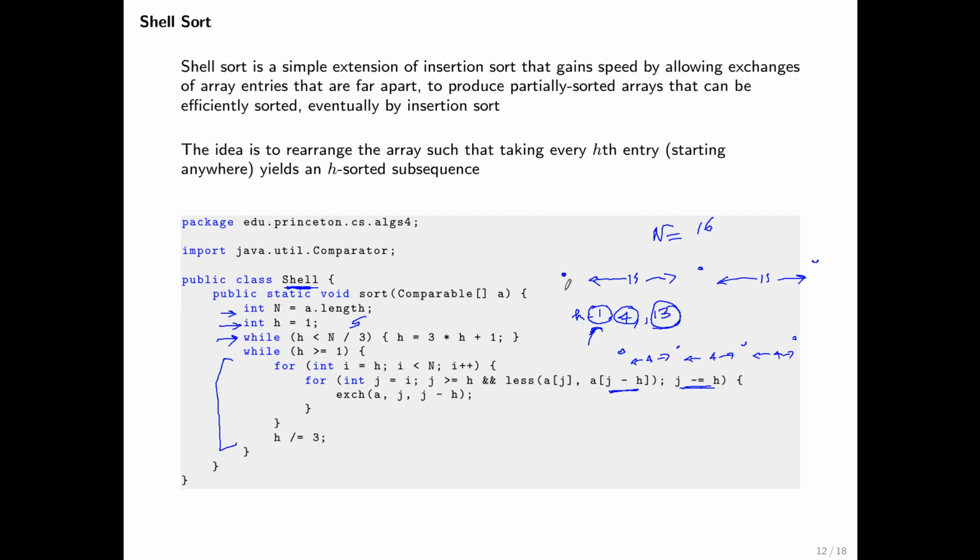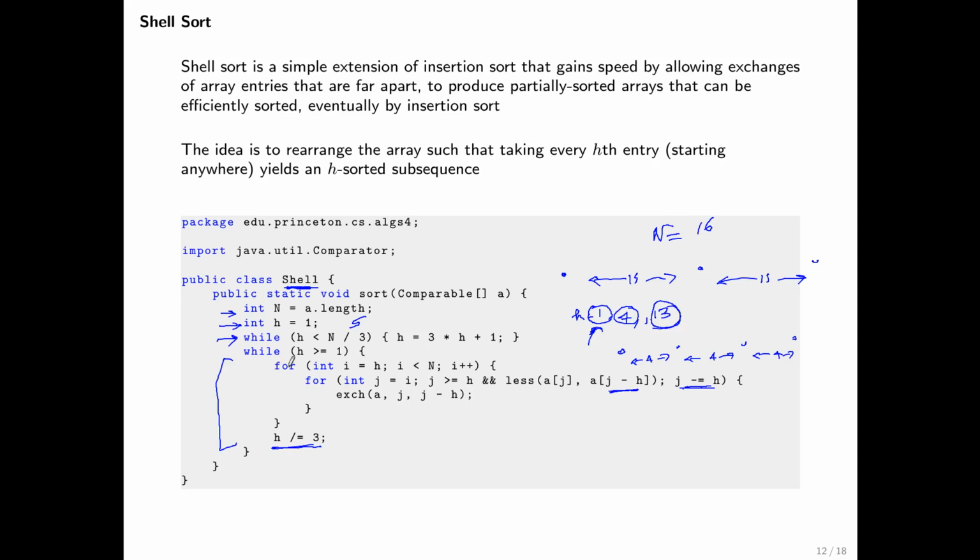Okay, so you're comparing elements that are h apart. Once this outer for loop is done, all the elements that are h apart are sorted. And then what do we do? We cut the value of h by a third. So if h was 13, h integer division 3 is 4. So that's the new value for h. And then we repeat this process.